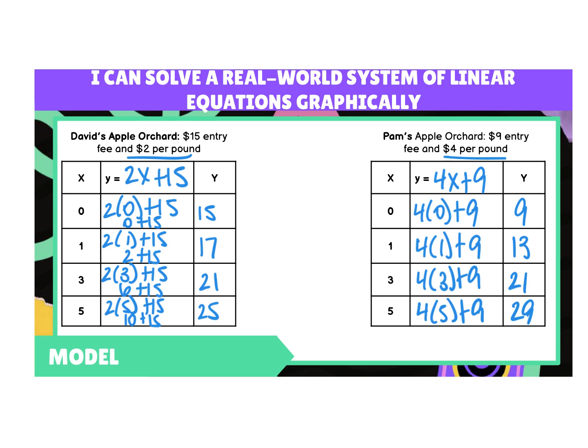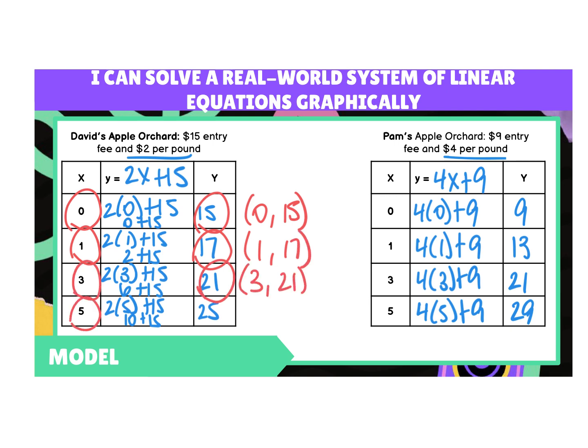So when we're graphing, we would then graph these points: 0, 15; 1, 17; 3, 21; and 5, 25. Right? That's the reason why we're substituting. We have x, but we need y in order to graph.